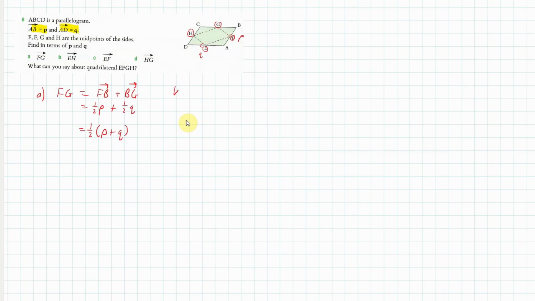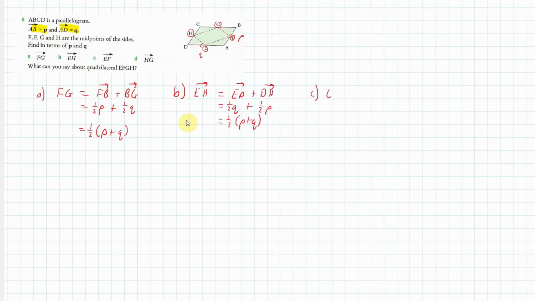Now, let's look at this. B is EH. Okay, so E to H. Now this one, we're going to go E to D plus D to H. And I know that ED is Q, or half Q actually, isn't it? It's half of Q. And then DH is half of P. And that means that I've got half P plus Q again.